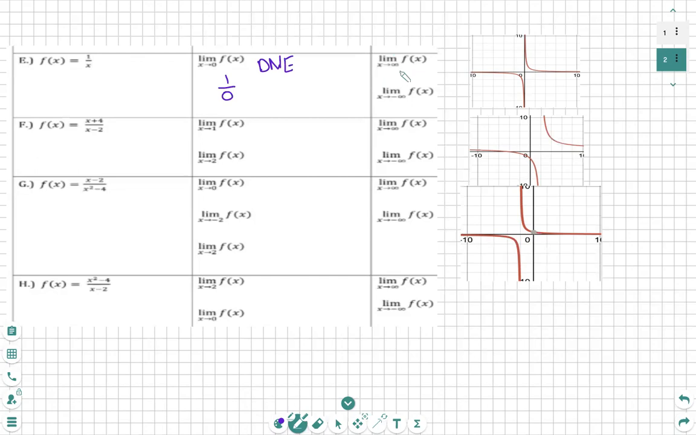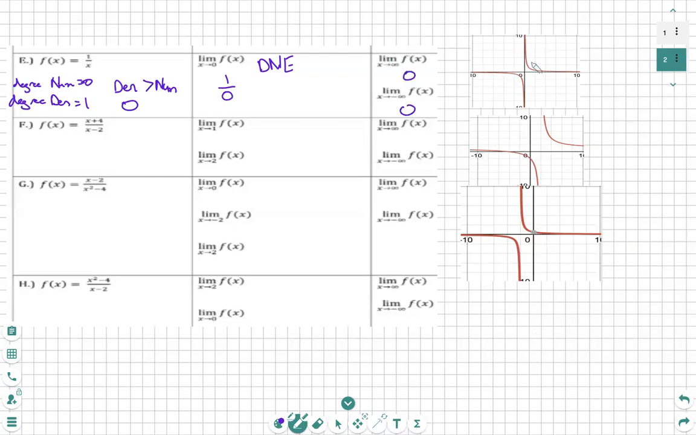As for the limit as x approaches infinity, we need to use our techniques. The degree in the numerator is 0, and the degree in the denominator is 1, because it's x to the power of 1. Thus, the denominator degree is greater than the numerator degree. So our limit goes to 0, the same as the horizontal asymptote for both of these.